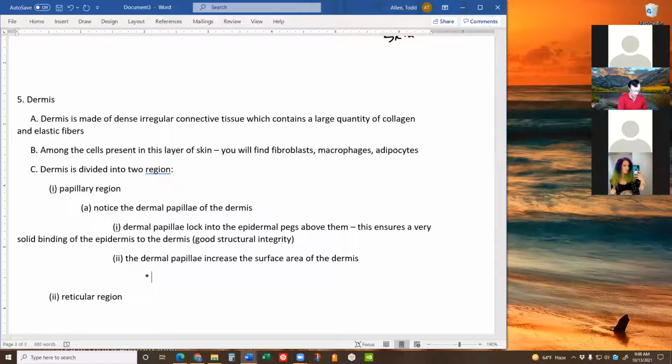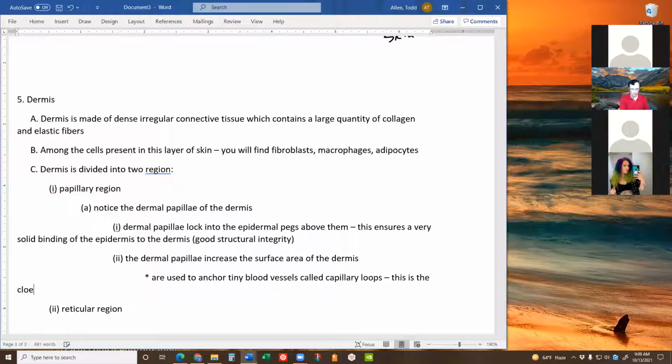Okay, dermal papillae are used to anchor tiny blood vessels called capillary loops. Capillary loops again represent the part of the anatomy of your vasculature which gets the closest to the surface. You're never going to find anything closer, okay? So the dermal papillae are used to anchor the tiny blood vessels called capillary loops.